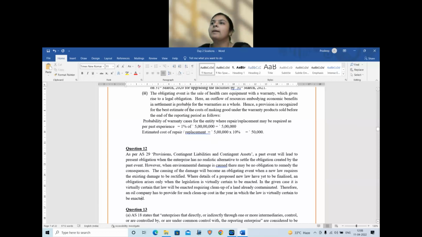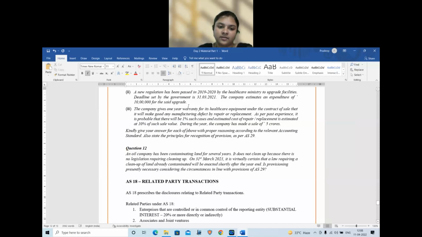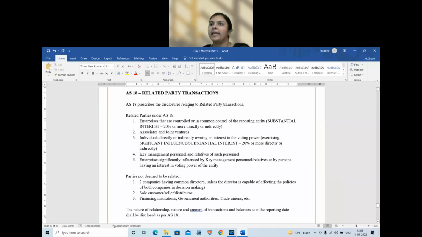Okay, so this summarizes AS 29. Moving on to the last standard under group 2, AS 18. Of course, I'm not taking AS 14 because it's covered separately. AS 18, related party transactions. Again, this is an out and out disclosure related standard.